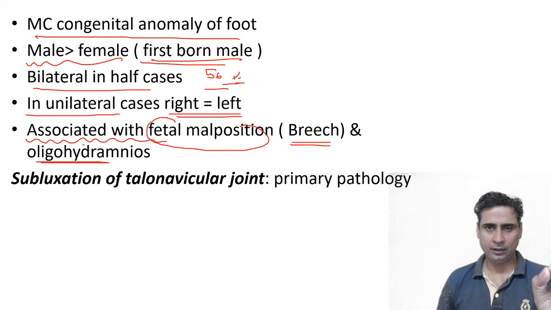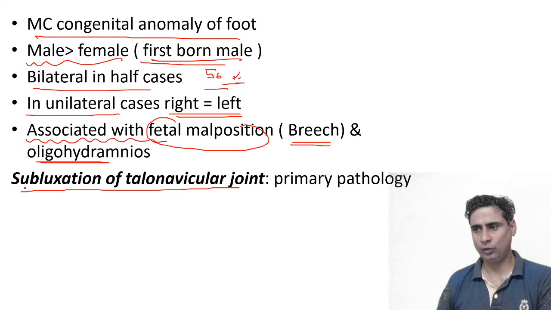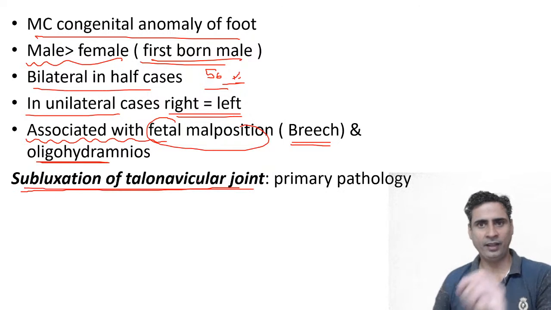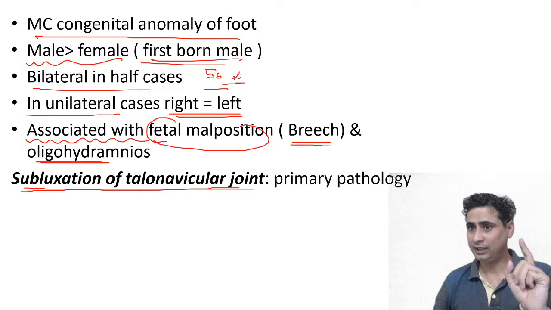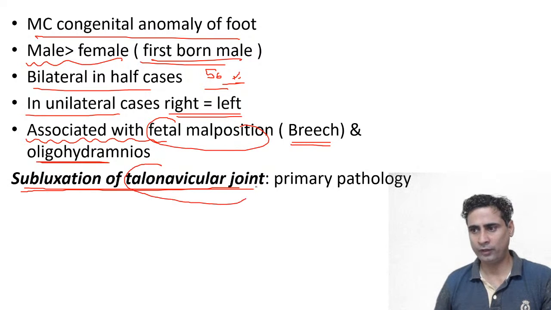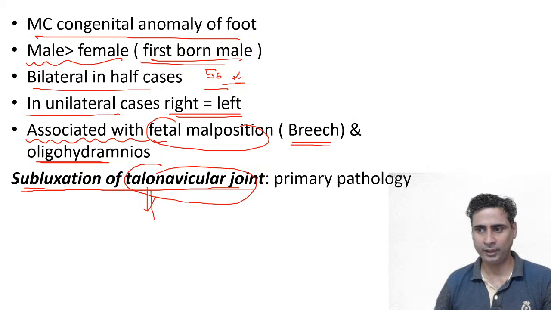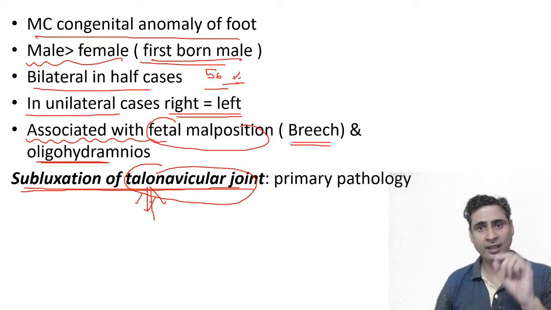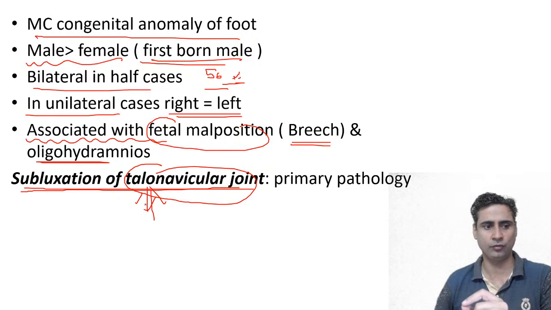The primary pathology, primary abnormality in CTEV is subluxation of the talonavicular joint. That is why whenever we are correcting the deformity, like in the Ponseti method, this talonavicular joint we use as a fulcrum. We correct the deformity at the place where exactly the deformity is. That is why the Ponseti method is more successful.